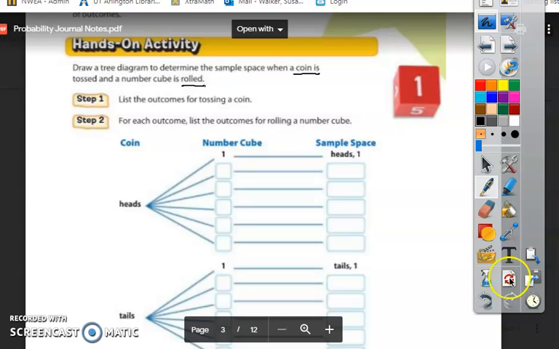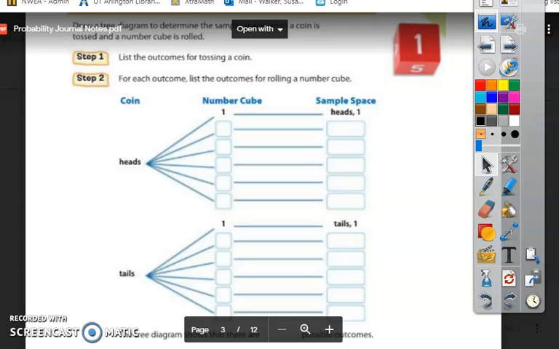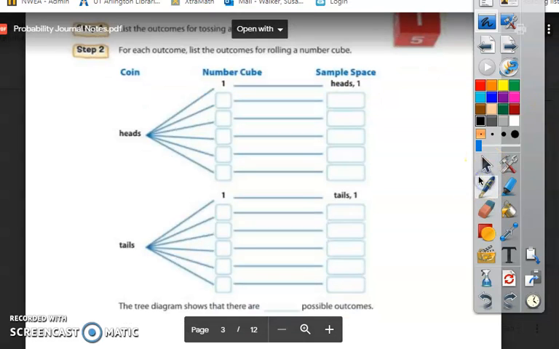So this makes our probability a tiny bit more challenging, okay? So what we're going to do here is come up with a question from this. I want the probability of flipping heads and getting an even number on the number cube, okay? Flipping heads and getting an even number on the number cube. So our job is to figure out every single combination that we can get when we flip a coin and we roll our number cube, okay?